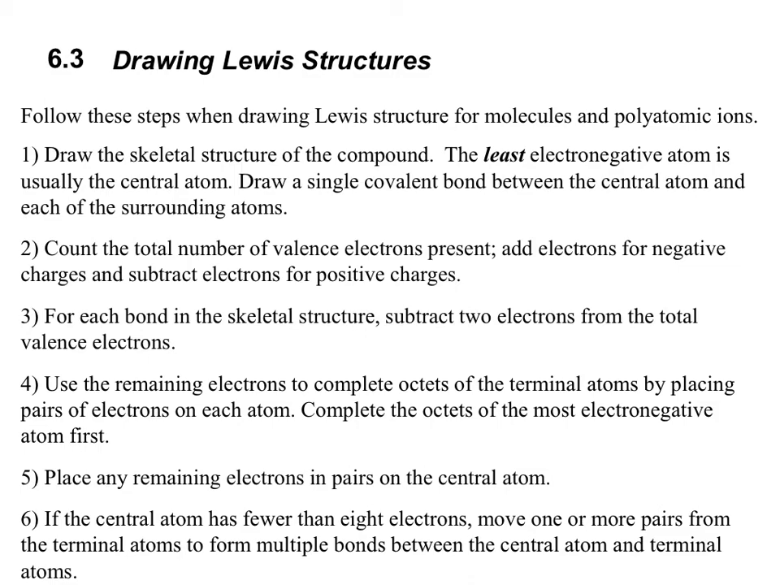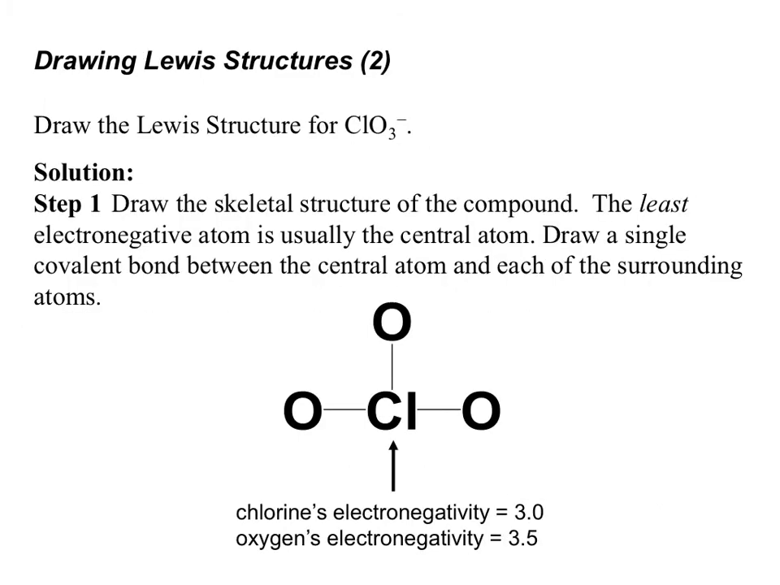And step 6. If the central atom has fewer than 8 electrons, move one or more pairs from the terminal atoms to form multiple bonds between the central atom and the terminal atoms. If you follow these steps, you will always get the correct Lewis structure. But I guess, what does it all mean? Let's check it out. Say we get asked to draw the Lewis structure for ClO₃⁻.